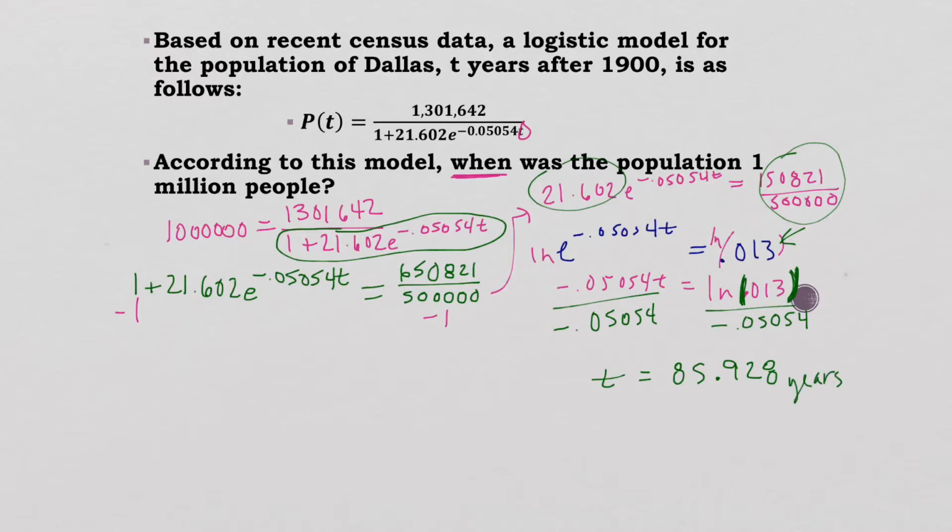The question asks, when was the population 1 million people? So that means in what year? So it started at 1900. So the answer would be in 1985, or between 1985 and 1986, because we're close to 86 on our answer. Okay, lots of moving things around and manipulating variables today. Let's go on to the next question.